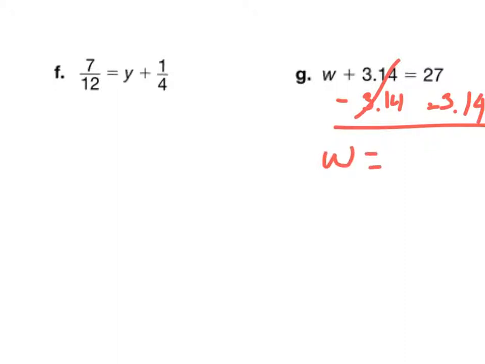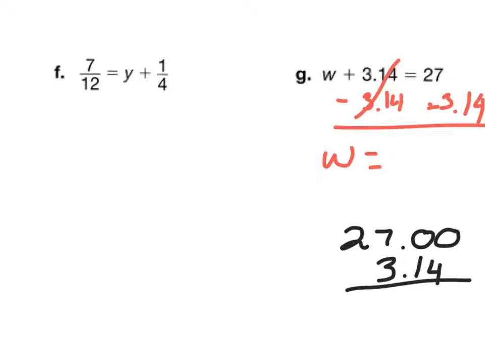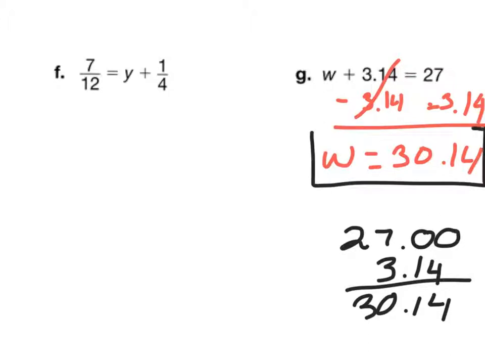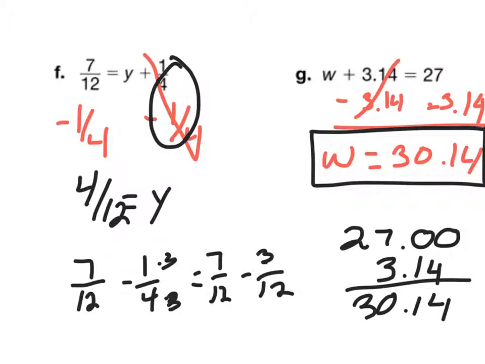So I have W equals, once again, I'm going to have to line up my decimals. 27, the decimal is always after the whole number. So if I add that, I would get 30 14/10. Okay, so now that we have finished this one, pause the video and try F on your own. Now check your work with the video and see how you did. You could also reduce 4/12 to 1/3.